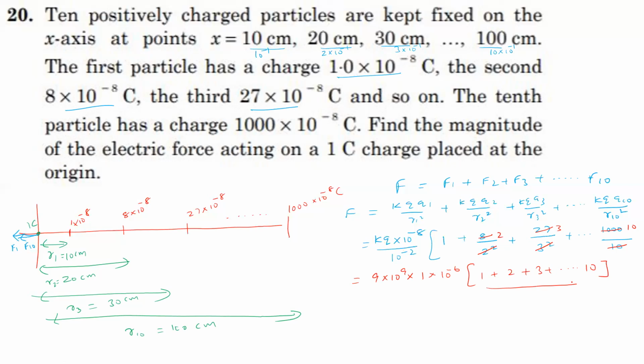This is the sum of the first 10 natural numbers, whose value is 10 × 11 divided by 2, that is, n(n+1)/2. By simplifying all this, we get the answer as 4.95 × 10^5 Newton. So for this sum, the force on the particle placed at the origin by all the 10 charges is 4.95 × 10^5 Newton.